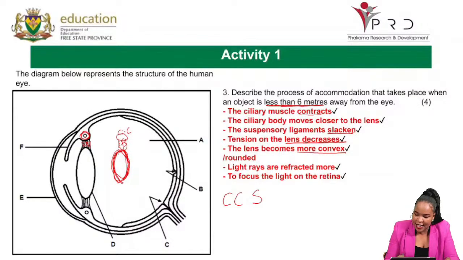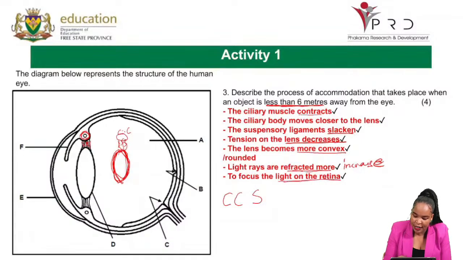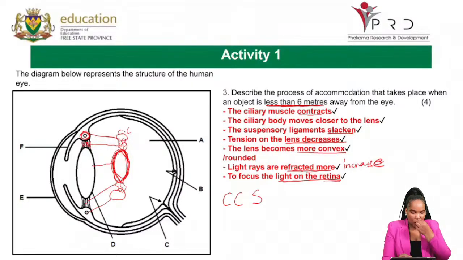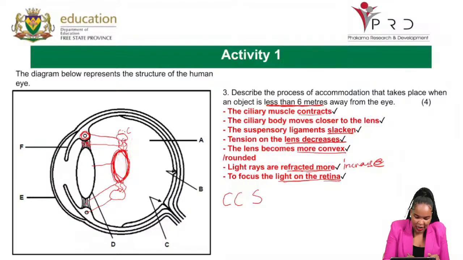Then the light rays are refracted more, or you can say the refractive power is going to increase. The refractive power is going to increase, therefore, to focus the light on the retina. So the light will therefore go to the retina. So this is when the object is near. So remember, you can still have the same. This represents the lens. Same here. Because this object is near, you must check first with the lens how the lens is supposed to be. The lens is supposed to be more convex.